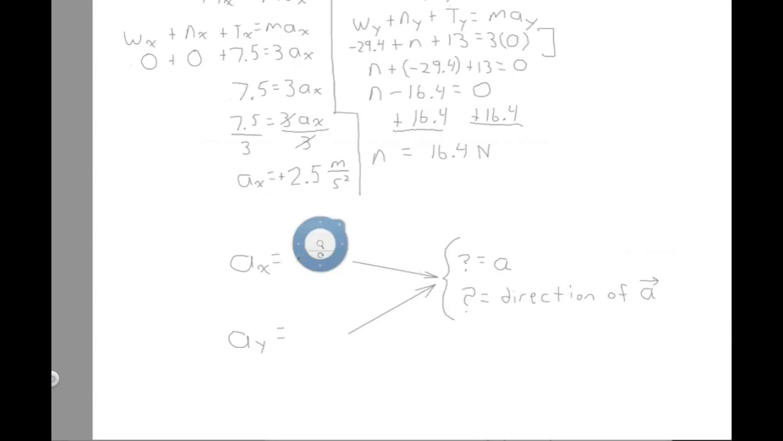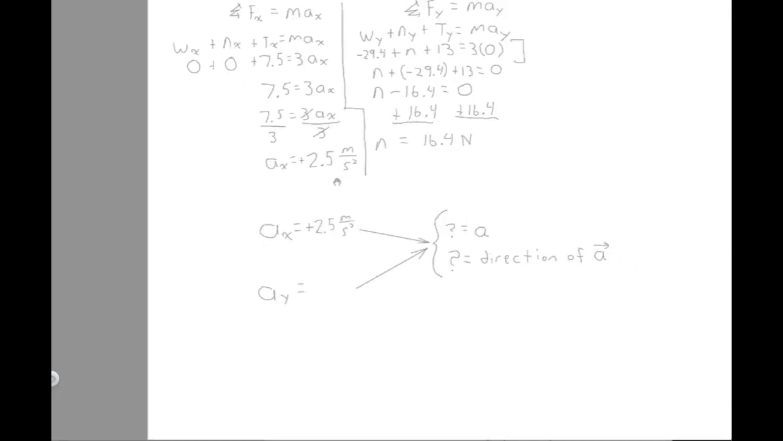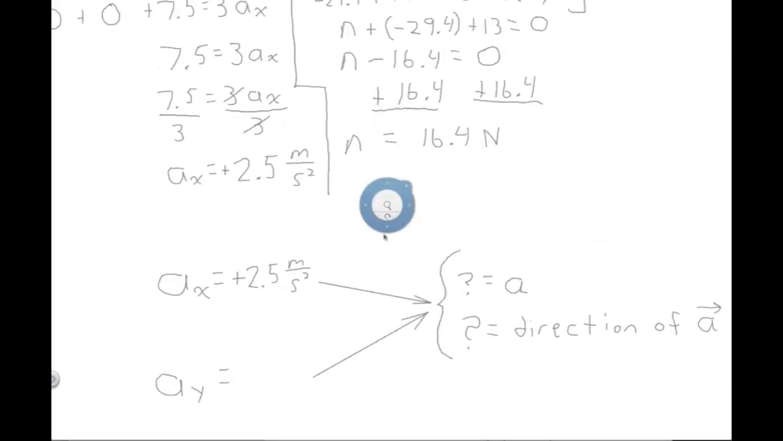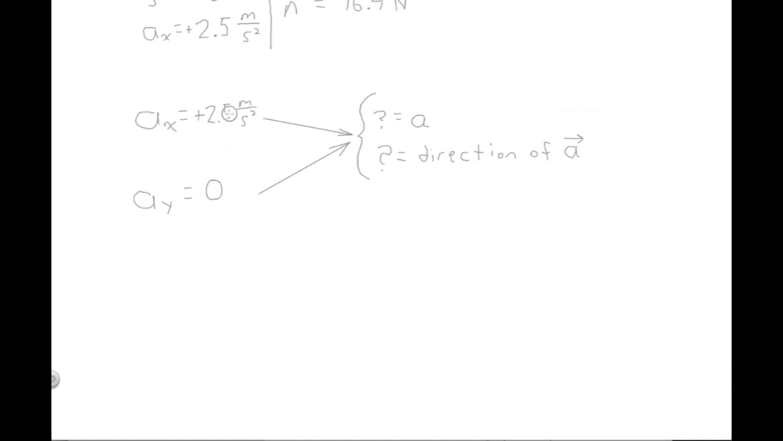We know that a sub x is positive 2.5 meters per second squared from the work that we just did. And earlier we had determined that a sub y was 0. Earlier we figured out that a sub y is 0 because the object is motionless in the y component. And it should be easy to use these components to figure out what we need about the overall vector.